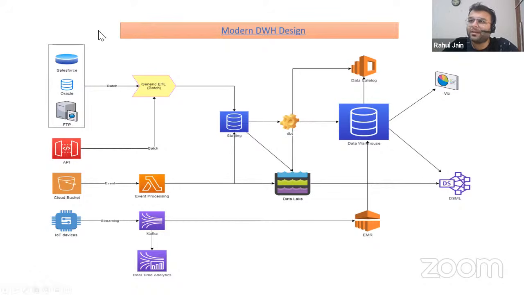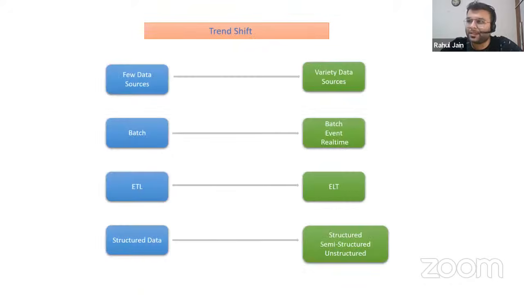Some of the traditional methods in batch mode don't work in the case of, let's say, an S3 cloud bucket or IoT devices, because these devices are generating data constantly in real time. So what you need, as I mentioned in the last slide, is, from batch processing, a combination of batch, event-based, as well as real-time processing.